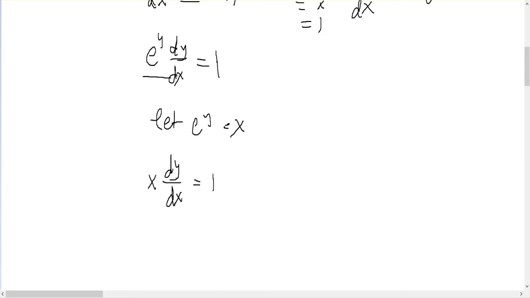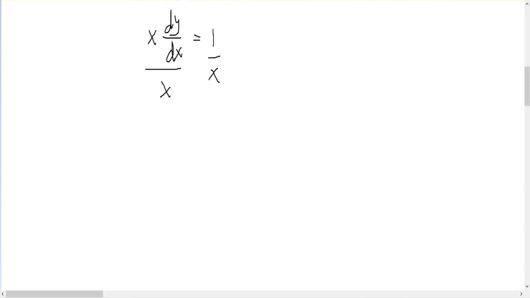And now you would want your dy dx on one side, and whatever that would be equivalent to on the other side. So you just divide both sides by x, and you'd simply get dy dx is equivalent to 1 over x, which can also be written as x to the negative 1. So yeah, there you go. That's the derivative with respect to x of ln of x.